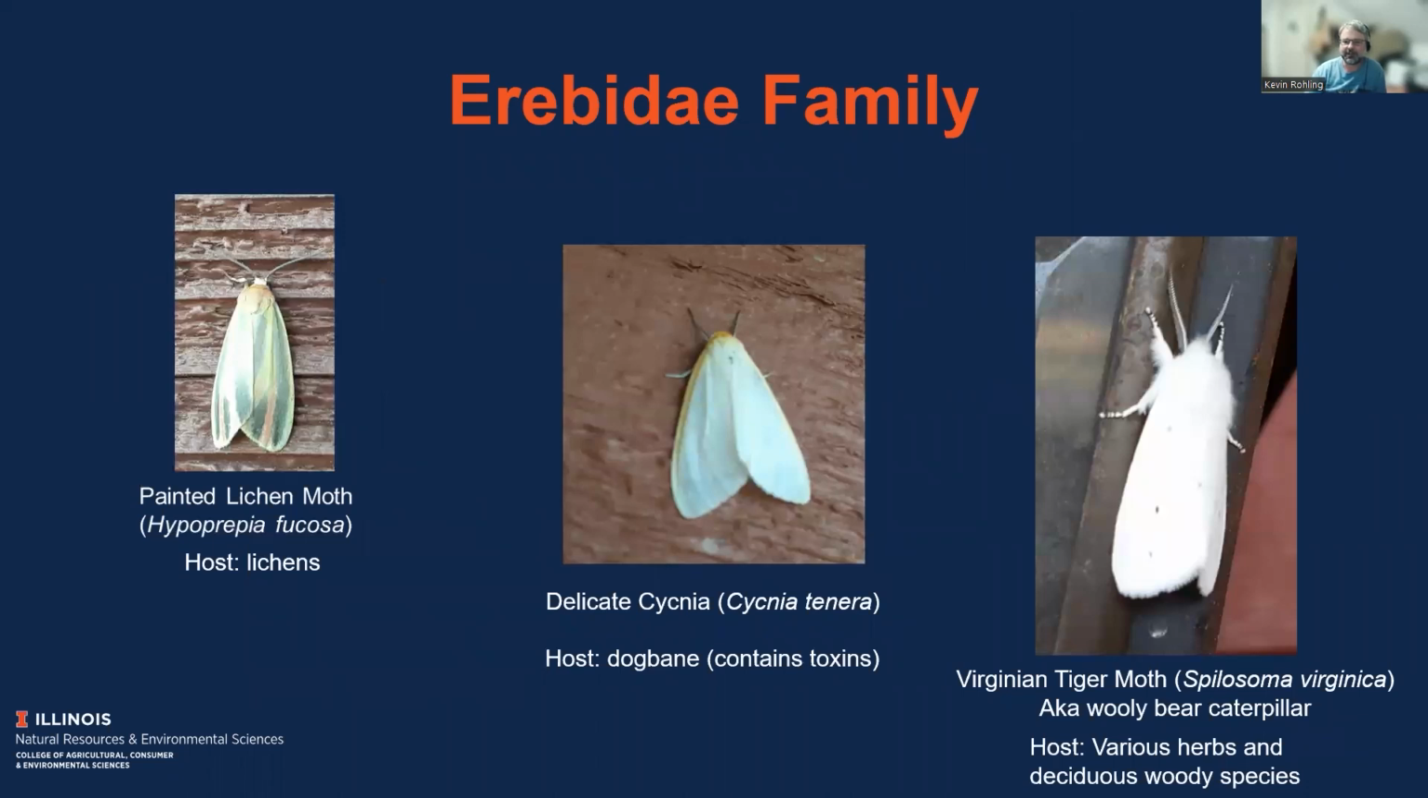Here's a few more from that family. Kind of some interesting looks. The painted lichen moth, interestingly, feeds on lichens as a caterpillar. The delicate Cisnea feeds on dogbane. So this is kind of similar to how monarchs feed on milkweeds, and they pick up the toxins from the plant. And then that deters predators from eating them as adults. And then the Virginian tiger moth, one of our most common moths. Host plants are various herbs and deciduous woody species as well.